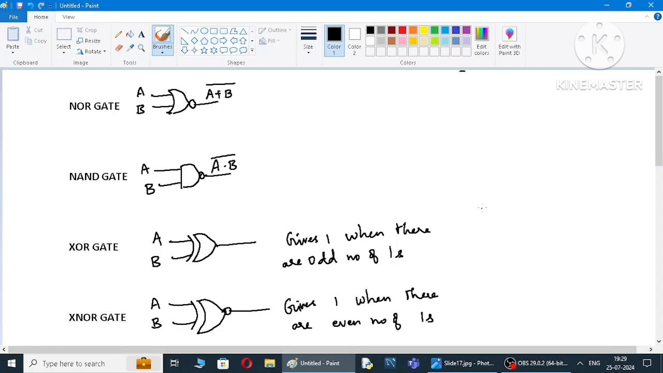So how is the truth table for the XOR gate? Suppose you have 2 inputs: 0, 0, 0, 1, 1, 0, 1, 1. Look at the inputs where there are an odd number of 1s. Here there is a 1, and here there is a 1. In the other places there are no ones, or here there are two ones, which is an even number. So the XOR gate will give 1 when there are an odd number of ones. Only in these two places there will be 1, and the remaining will be zeros. Whereas for XNOR, it will be the opposite of this. Remember it this way, it is very easy to remember.